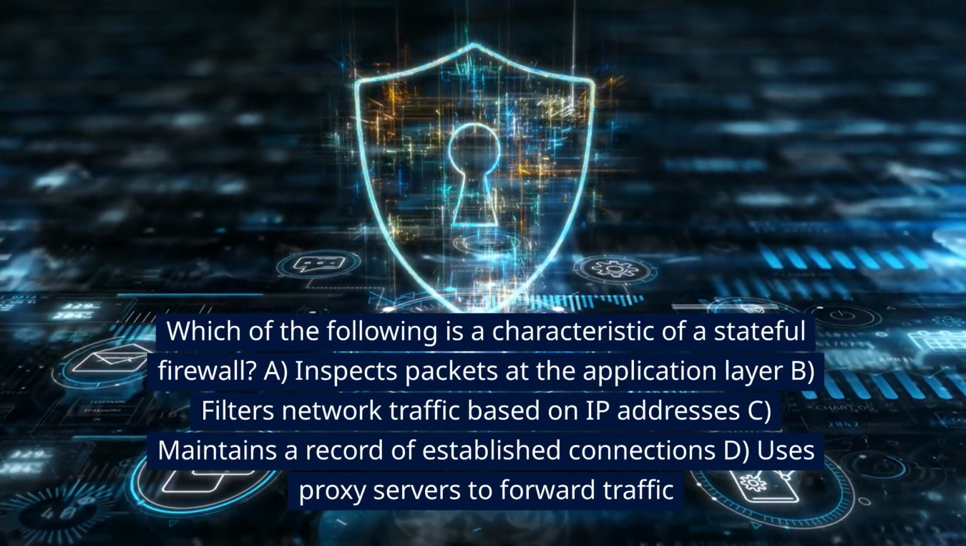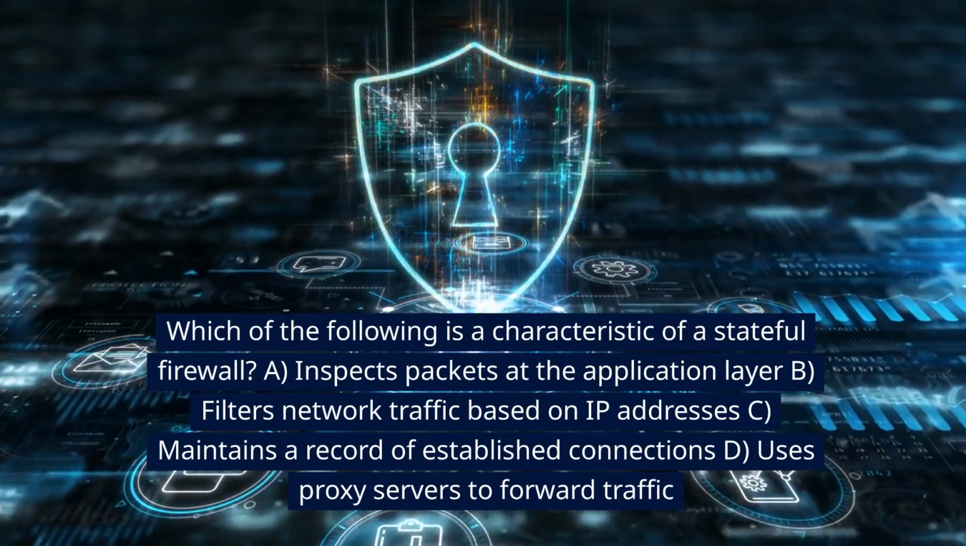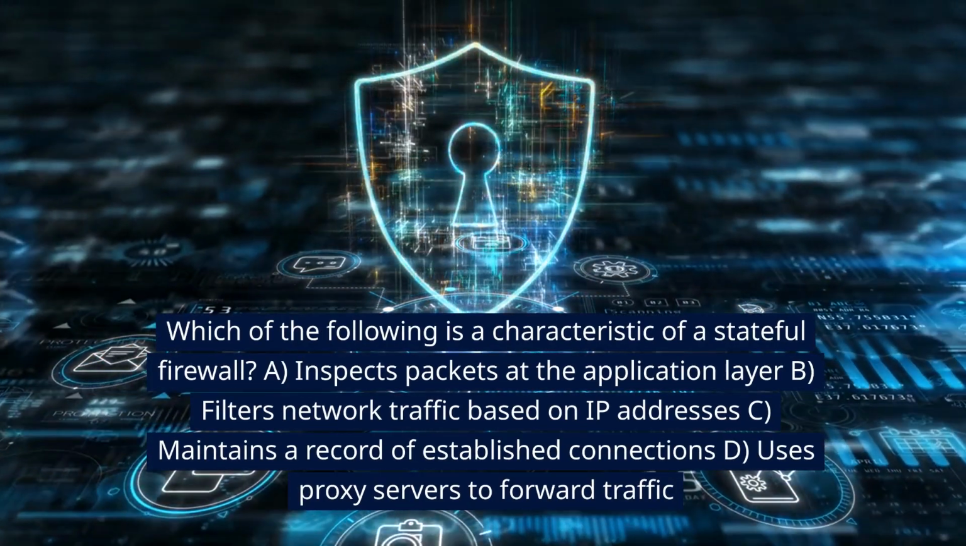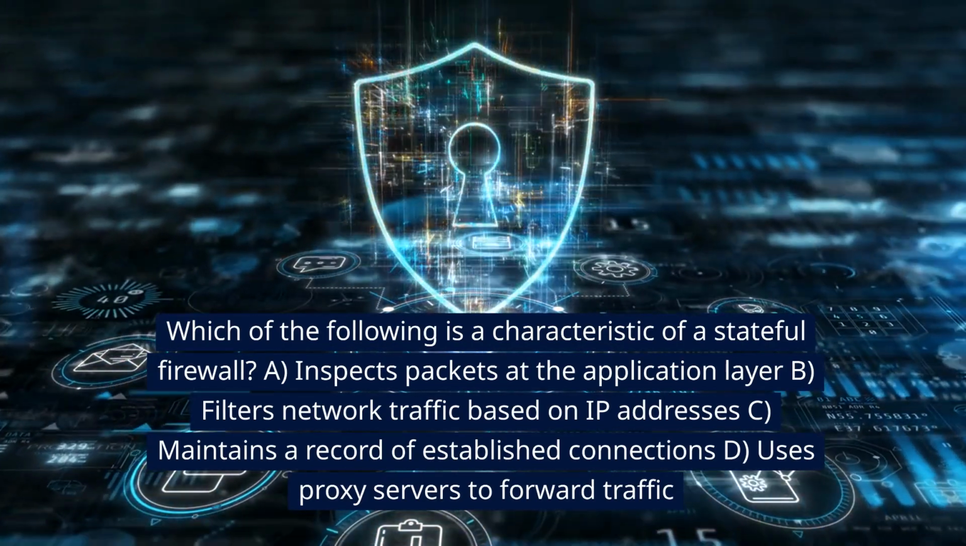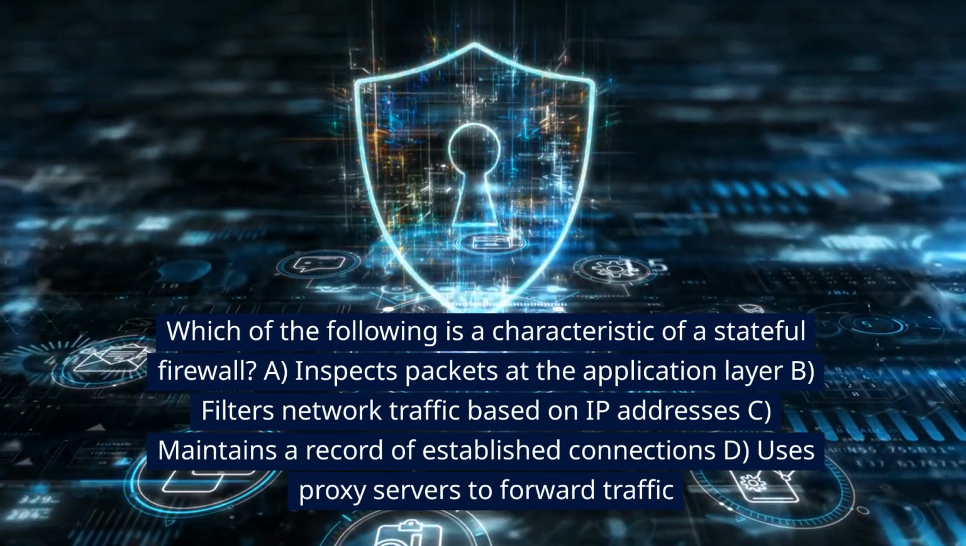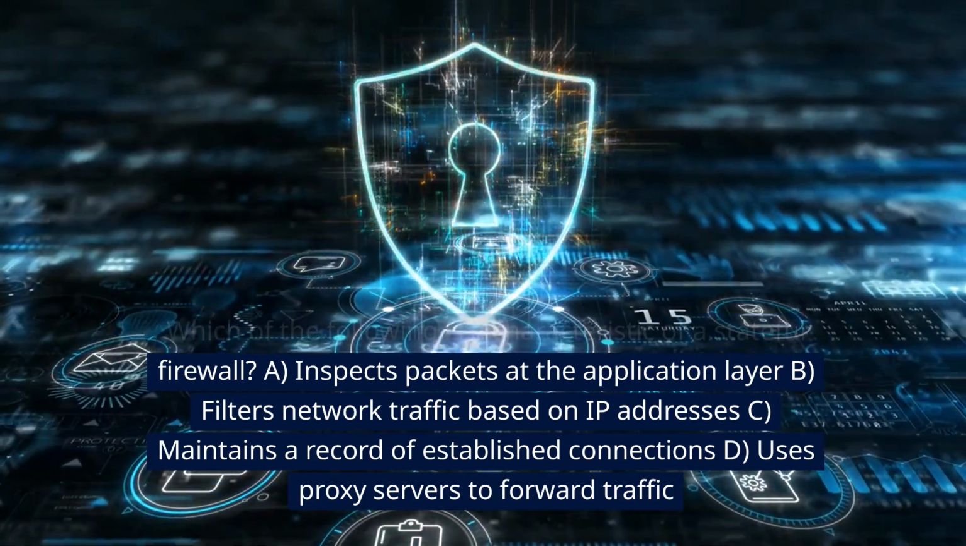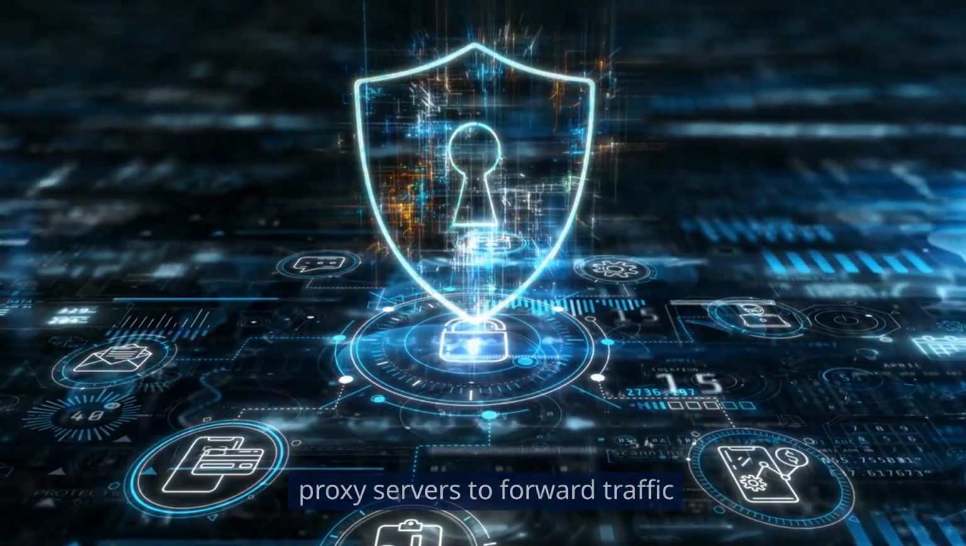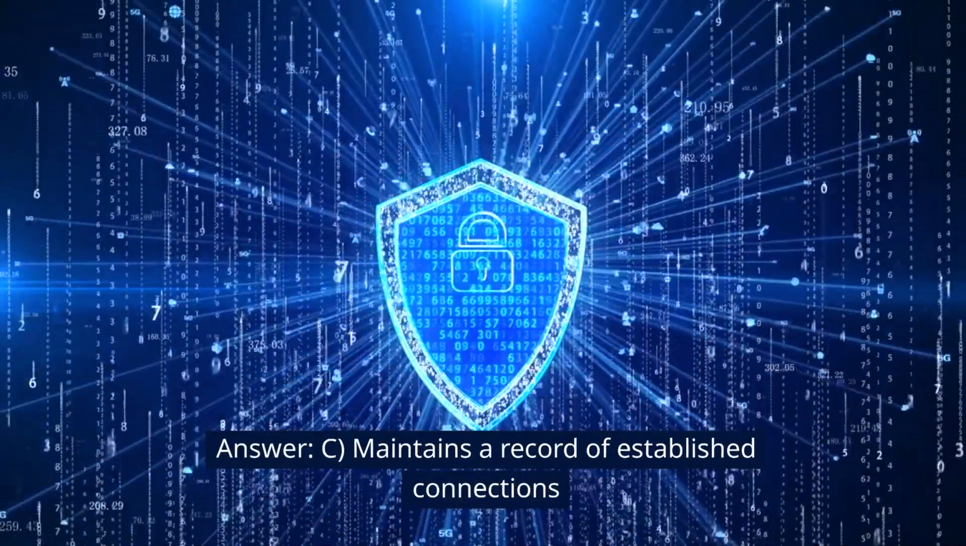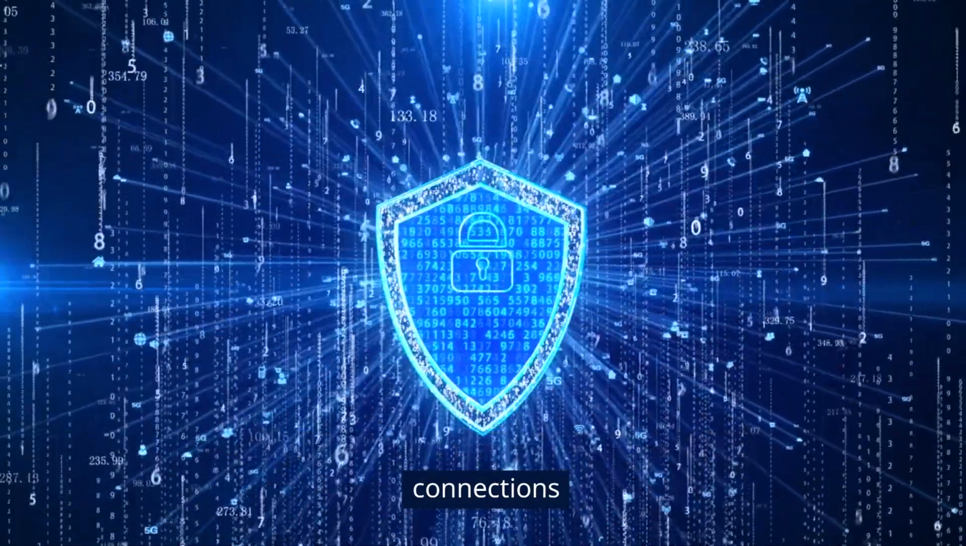Which of the following is a characteristic of a stateful firewall? A. Inspects packets at the application layer. B. Filters network traffic based on IP addresses. C. Maintains a record of established connections. D. Uses proxy servers to forward traffic. Answer: C. Maintains a record of established connections.